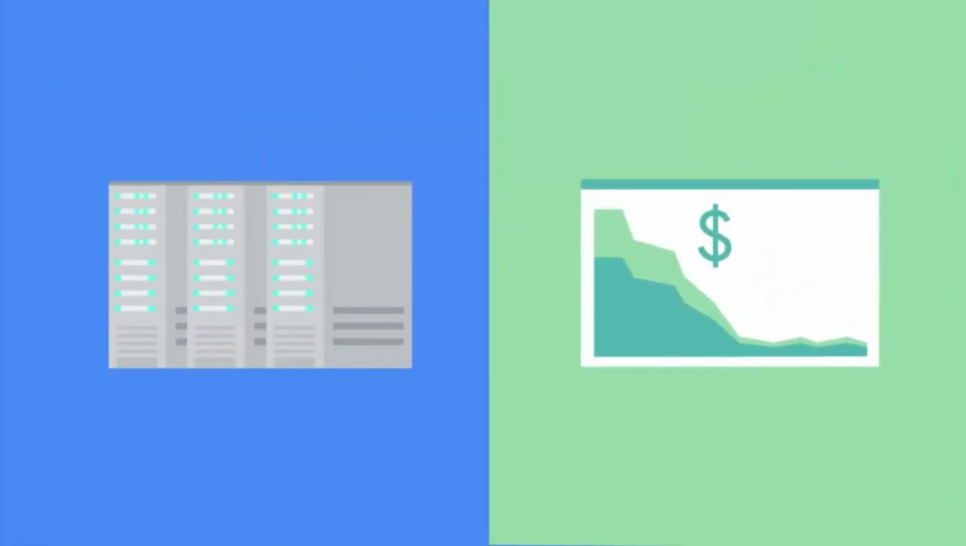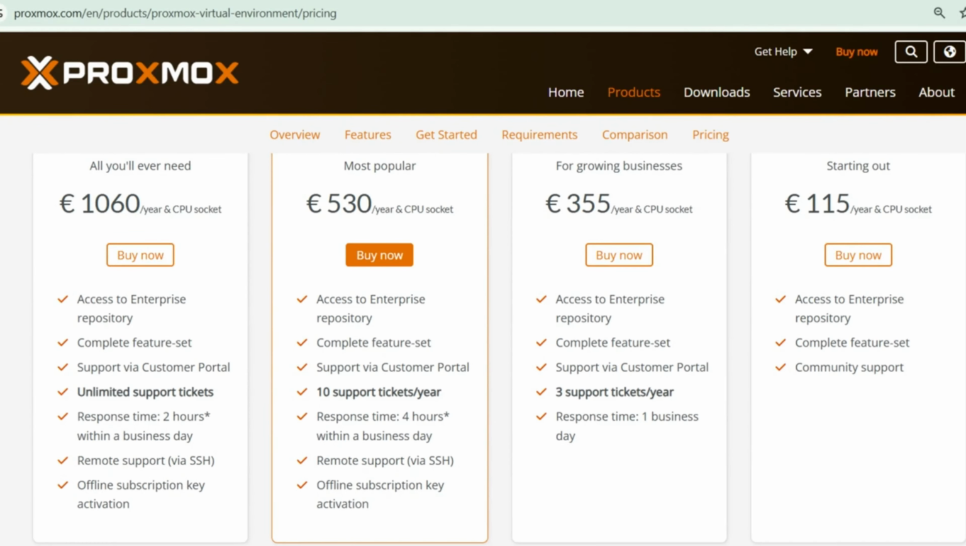You need to purchase, or you need to pay for its subscriptions and licensing cost as well. There are four major kinds of subscriptions for the Proxmox VE, which are generally published on the Proxmox official website as well, and all these links will be available inside the description.